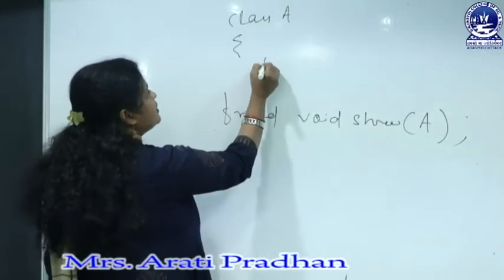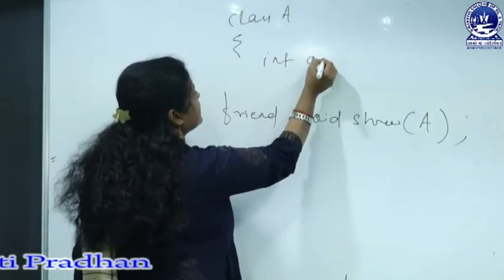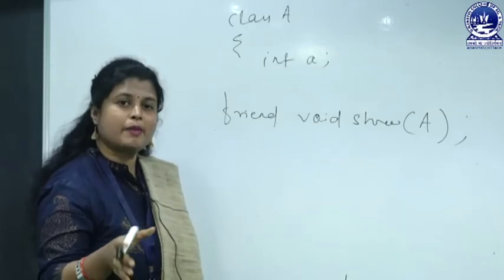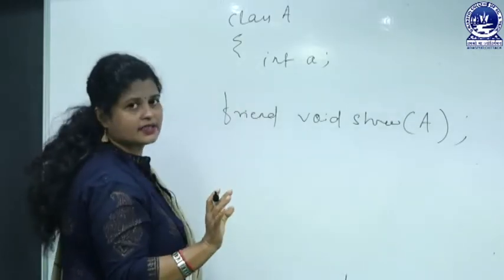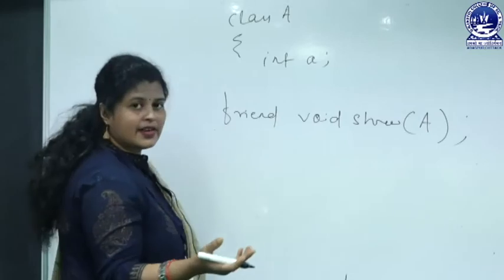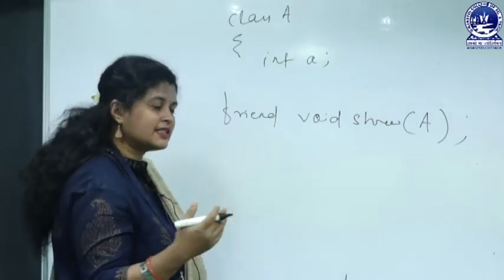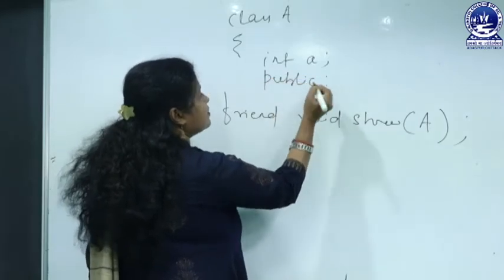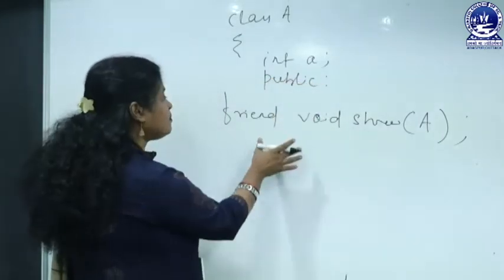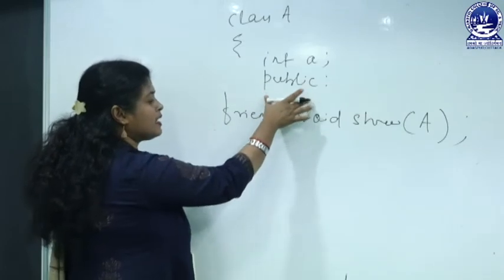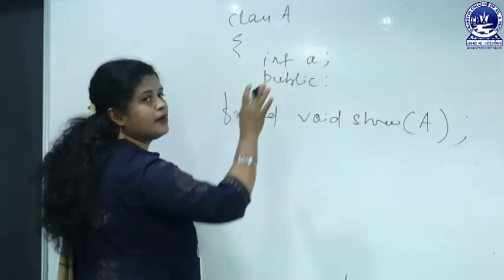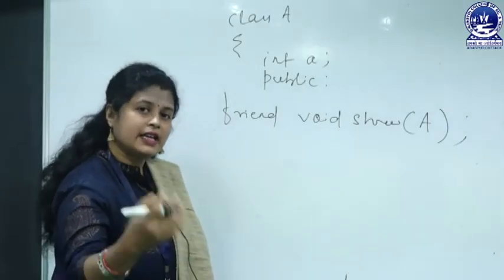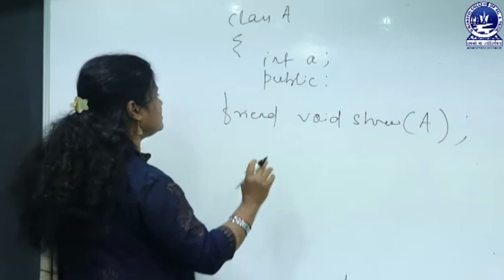Suppose here I am writing int a. You may write private or you may not write private. By default this portion is the private section. If you do not write anything, it is assumed to be a private section. Then public. Another rule is that you may place the friend function in the public part or in the private part, no problem. It means you can place the friend function anywhere inside the class.